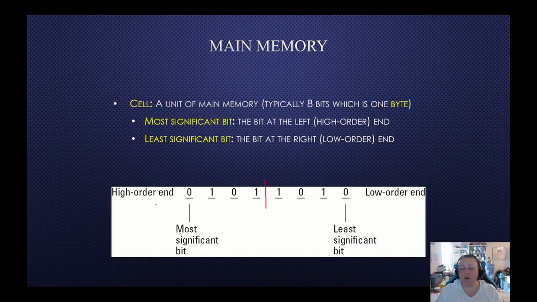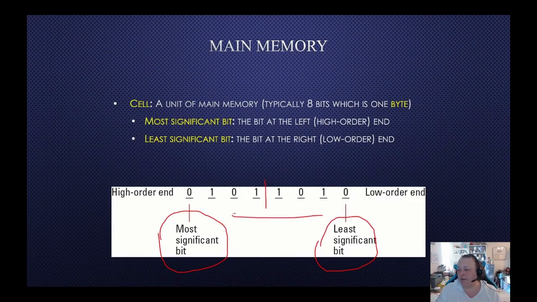Remember, 4 and 4 is going to give us 8. The most significant bit is going to be the bit on the left. The least significant is going to be the bit on the right. So you're going to go from low to high, just like we do with base 10, from low to high.